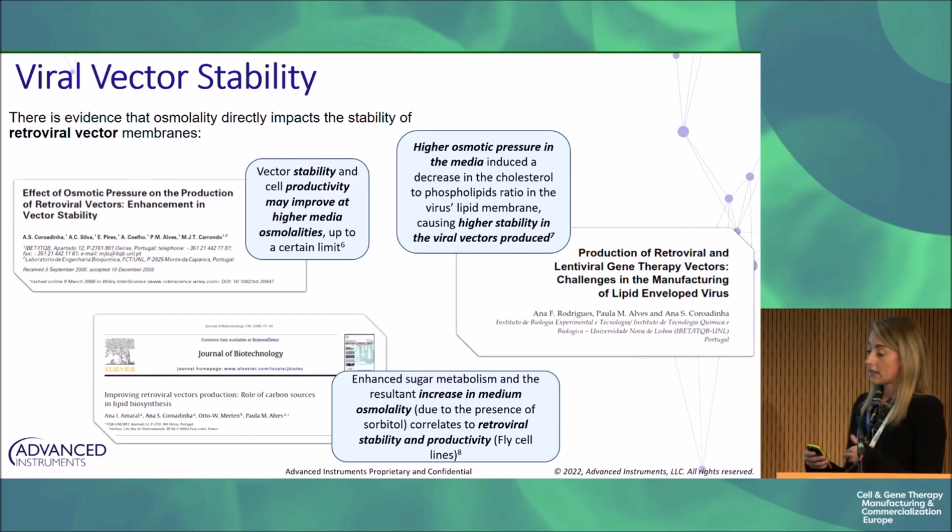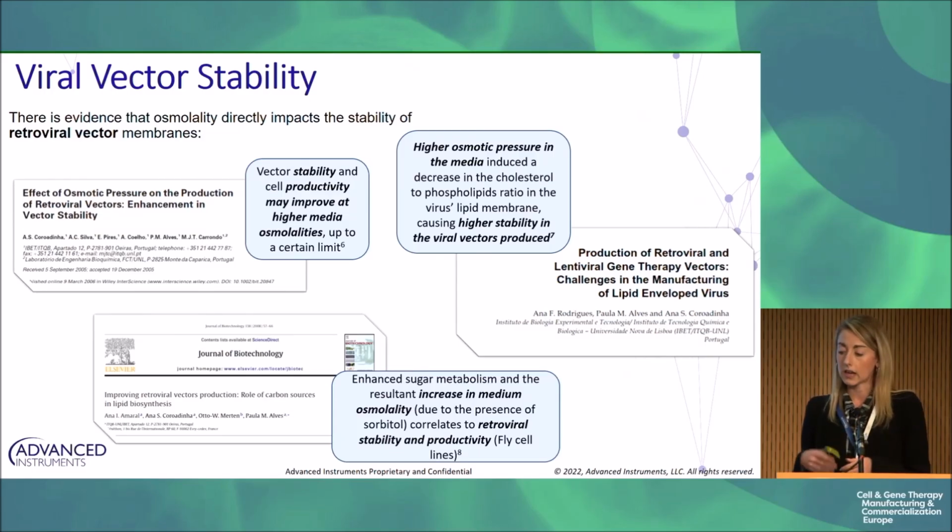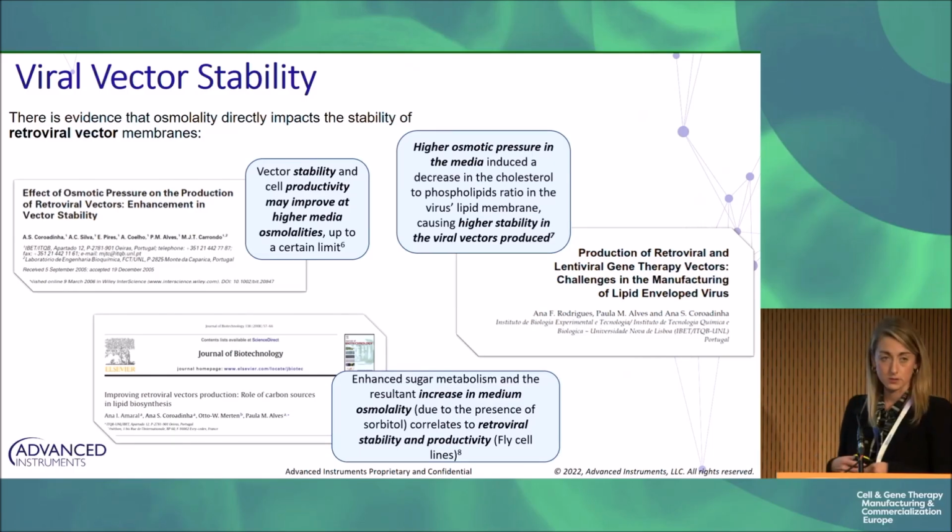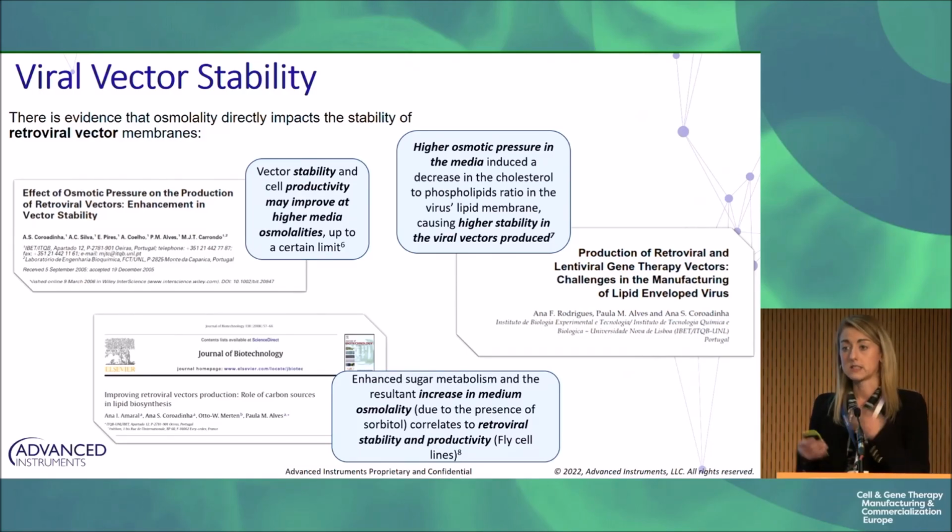In one, you can see that the increased osmolality induced a decrease in the cholesterol to phospholipid ratio, therefore increasing stability in the viral vectors that were produced because of this. And a similar theme in the bottom piece of literature here: an increase in media osmolality was correlating to retroviral stability. So this is one application of osmolality as a stability indicator, but there are others.